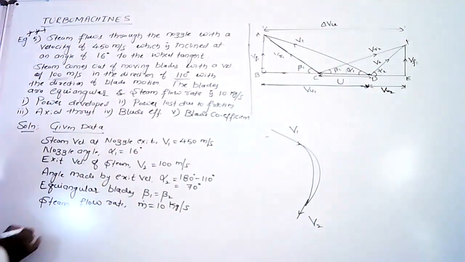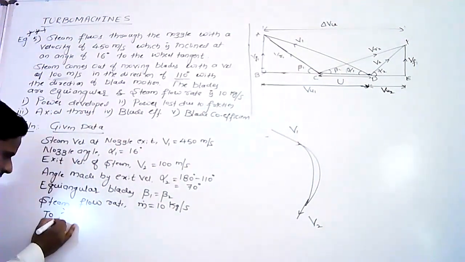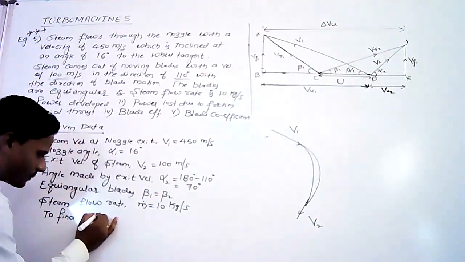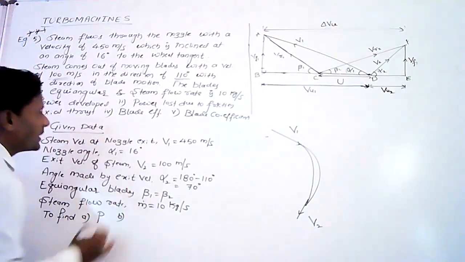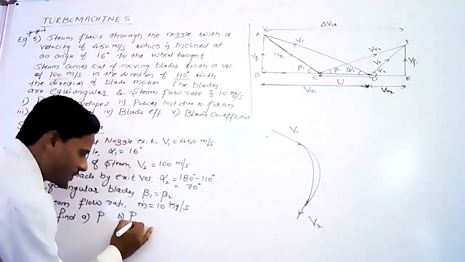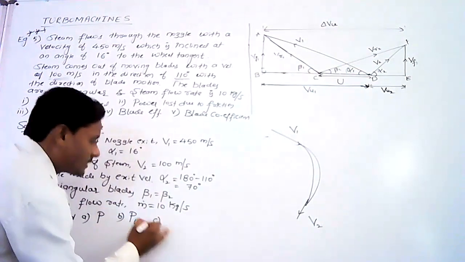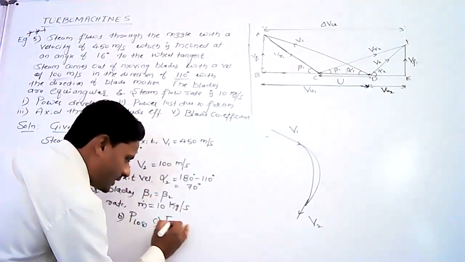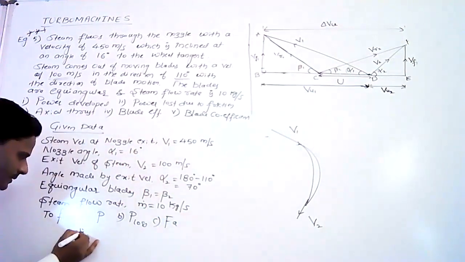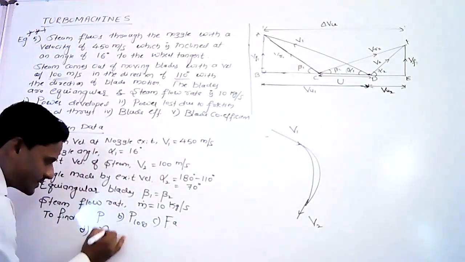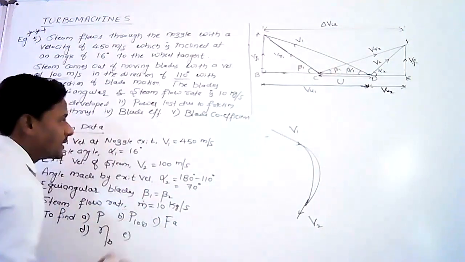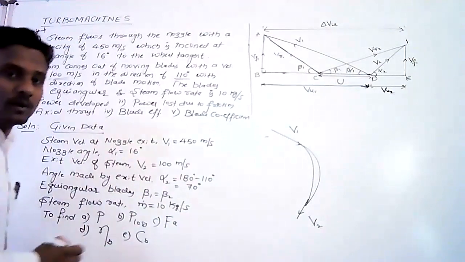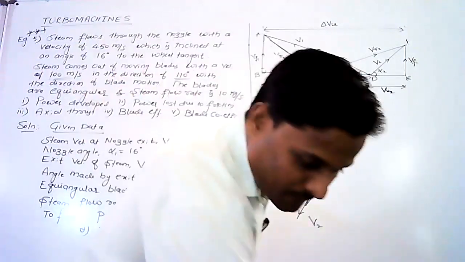Now here we have to find, first bit, power developed P, second bit, power loss due to friction, third bit, axial thrust Fa, fourth bit, blade efficiency, fifth bit, the blade coefficient, that is Cp.